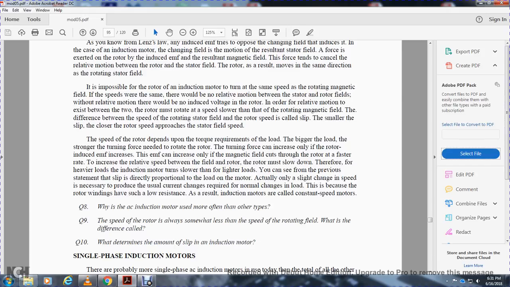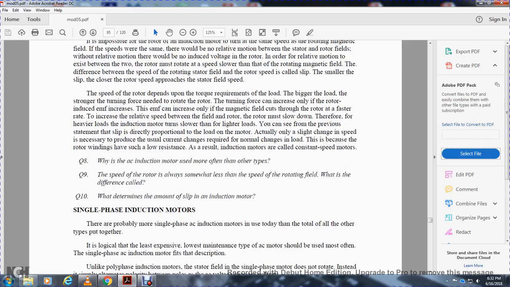Increasing the turning force requires increasing the rotor's induced EMF. The magnetic field cuts through the rotor faster, which increases the relative speed between the field and the rotor. The rotor must slow down, therefore, with heavier loads the induction motor turns slower than with lighter loads. You can see that slip is directly proportional to the load on the motor. Actually, only a slight change in speed is necessary to produce the useful current change required by a normal change in the load. This is because the rotor windings have very low resistance. As a result, induction motors are constant speed motors.